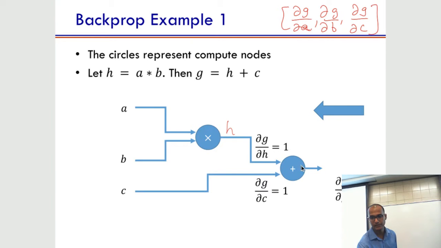That was the local gradient with respect to the additive node, right? Now we'll compute the local gradient of h with respect to its inputs. The local gradient of h with respect to its input a is b. The local gradient of h with respect to its input b is a. I mean, h is equal to a times b, right? So that's it. Those are the local gradients.